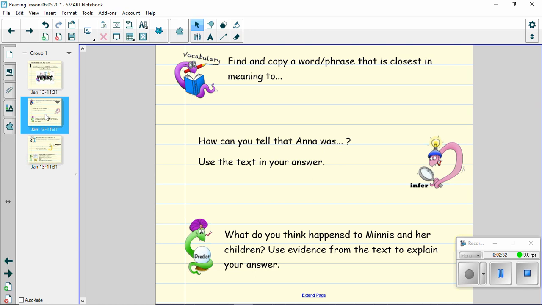The next question then, a predict question, so we want the reader to really have a good educated guess. So you might have a question something like, what do you think happened to Minnie and her children? Use evidence from the text to explain your answer. So again, I'd go back to the text, and my answer for this might be something like, well, unfortunately, I think Minnie and her children went down with the ship, because in the text it says that she sat in her room for an hour after she heard the news to let her boys sleep.